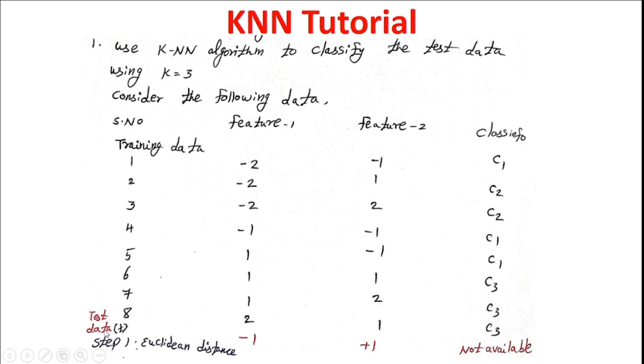You have the test data. I am going to introduce the test data as -1 and +1. And we have the class information for all the data points, and for test data alone it is not available. In this case we are going to use only the equivalent distance method.